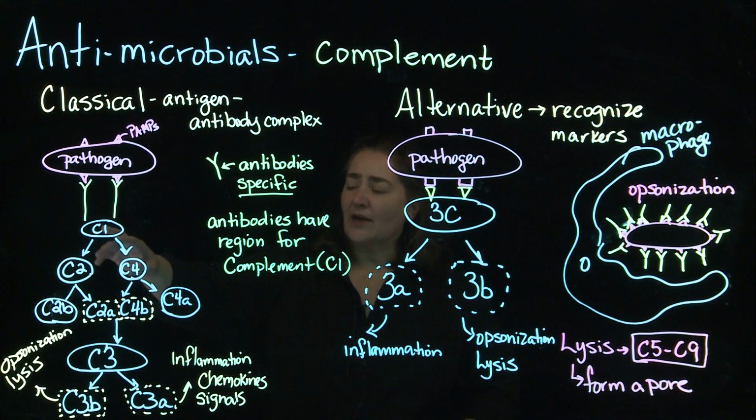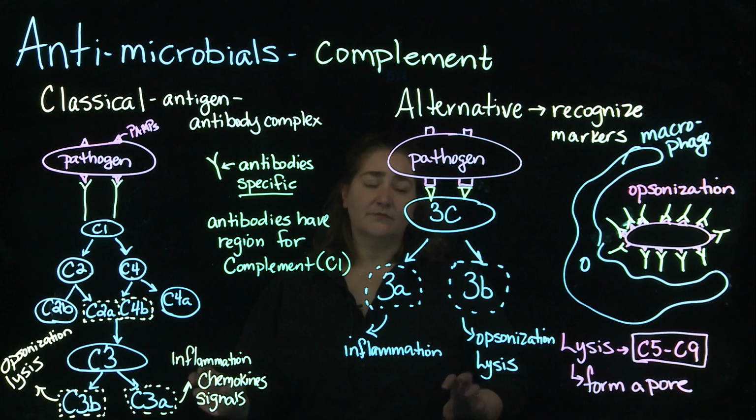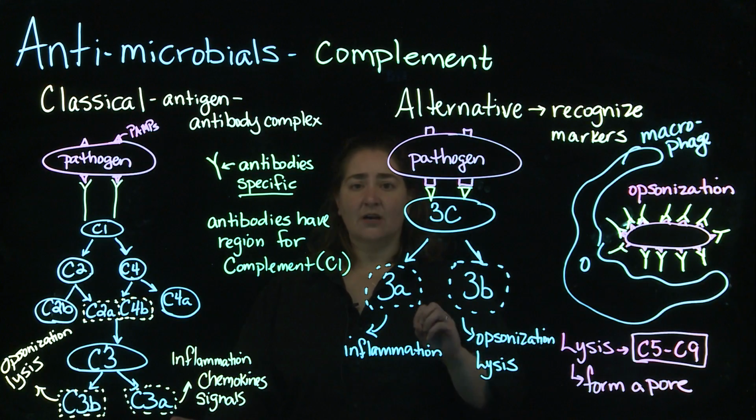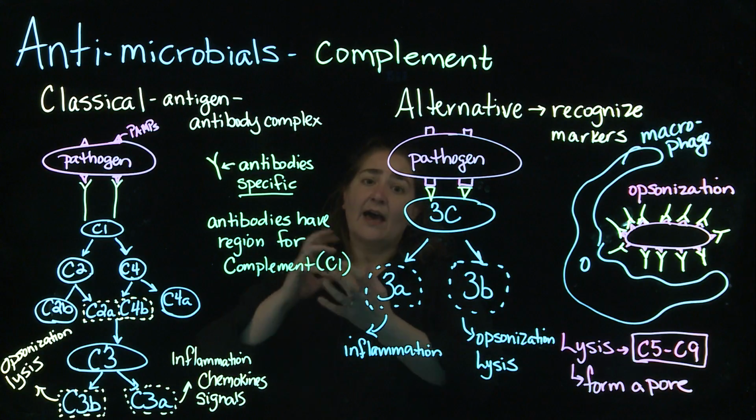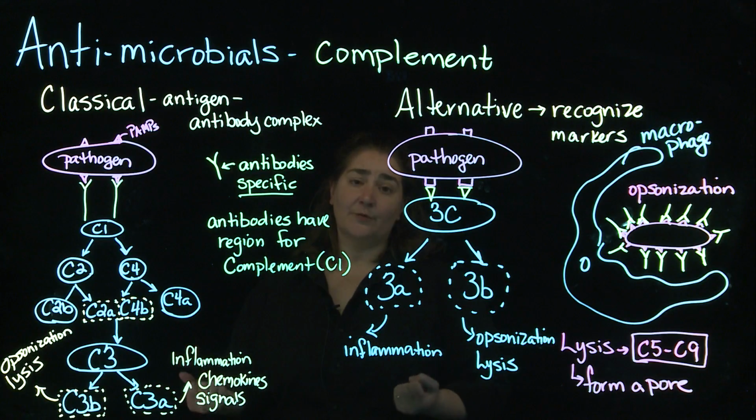The classical pathway, again, C1 is going to be what specifically recognizes the antibodies. So know those. Know what it means for something to be opsonized, what it means for the lysis to happen. And I think the diagrams I have actually show you how all those proteins come together to form that pore.